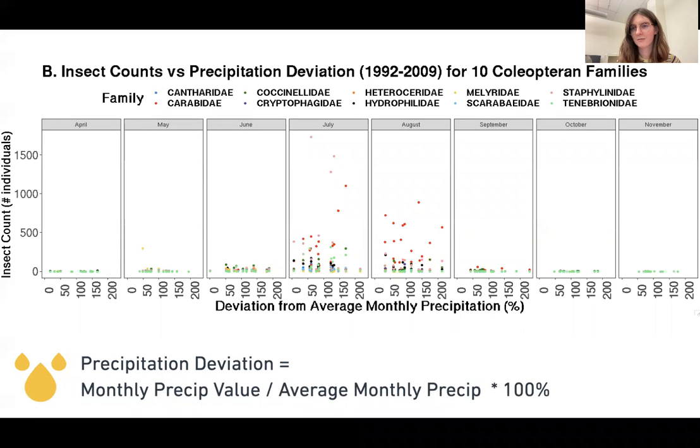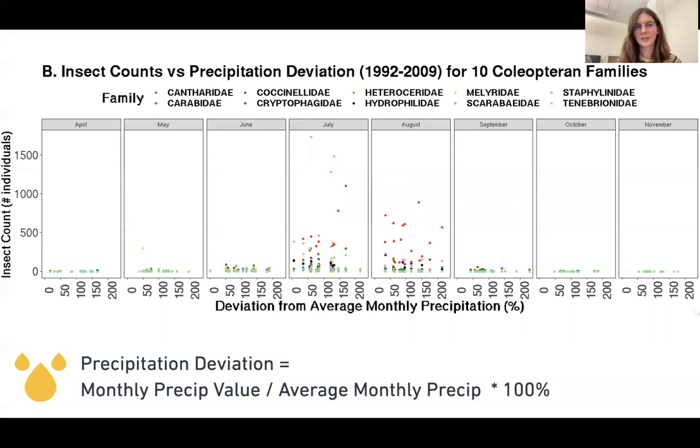And then here's a similar graph for precipitation, where precipitation deviation was calculated as a percent value of the monthly precipitation compared to the overall average precipitation value. So for example, 0% would be no precipitation, 100% would be right on average precipitation amounts, and 200% would be 2 times the average precipitation. Again, it seems that the summer months of June, July, and August have the most visible relationship between precipitation and insect abundance, but this might just be due to the scale of these graphs.